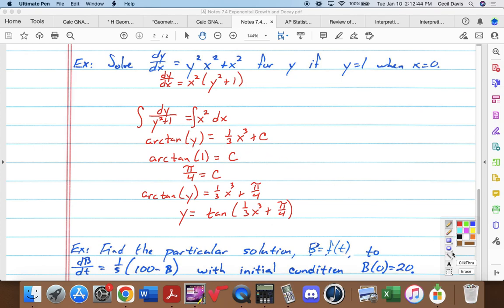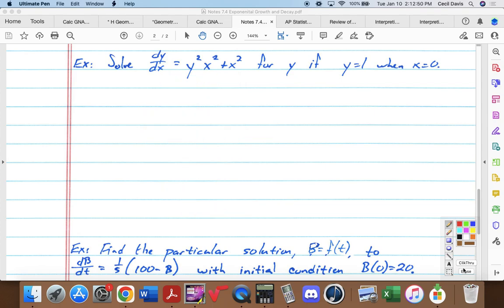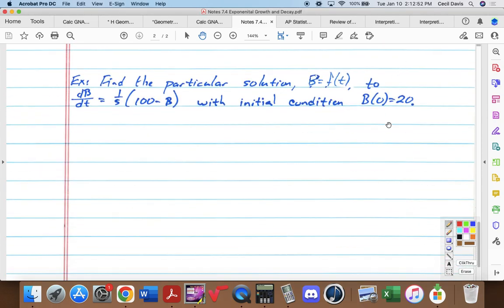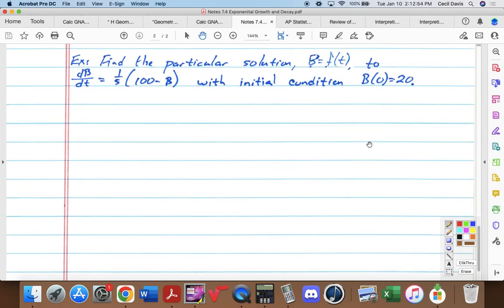All right, let's take a look at this next one. Oh, any questions about that one? All right. This was part of an AP free response question from several years ago that just torched people. It's not super hard, but it is easy to make a mistake.